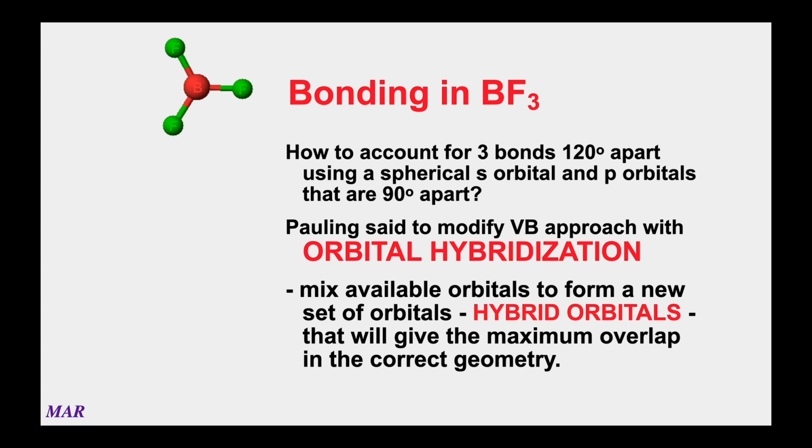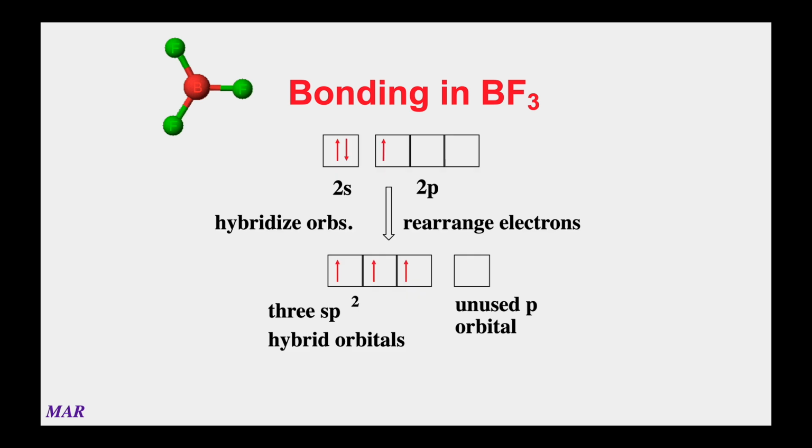So let me show you an example of this. Boron has a 1s2, 2s2, 2p1 electron configuration. I'm not going to show the 1s2 because those are deep in the core of the atom. All right, they're not part of the valence electrons. So 1s2 doesn't interact in the bonding of boron trifluoride.